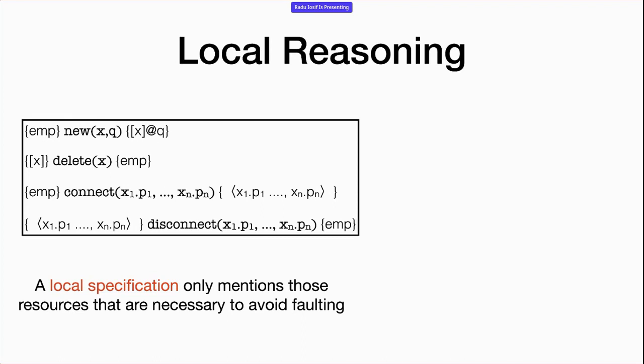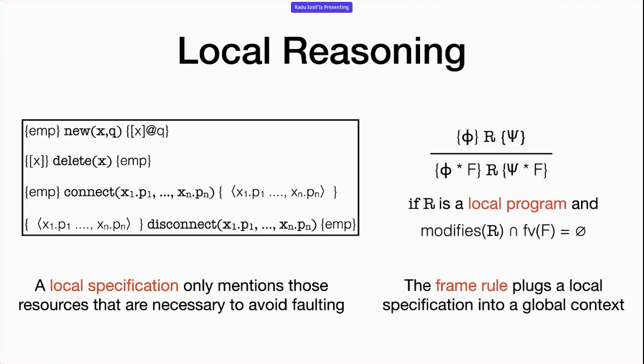Now, these local specifications, also called local axioms, are used in a global context by the frame rule. This frame rule simply allows us to deduce a Hoare triple from a local specification by joining a frame to both its pre and post condition. This is classical in separation logic, and this also applies only to what are called local programs.